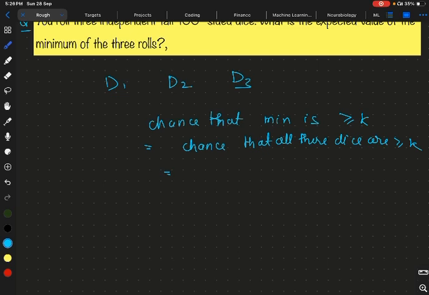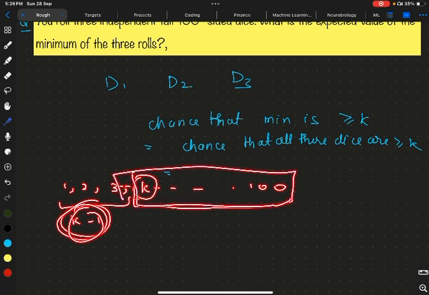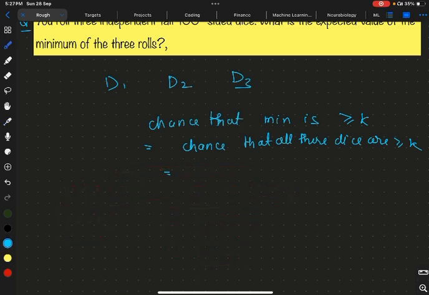Like, see, there were one, two, three, up to 100, right? And there was somewhere k in the middle. So here these are k minus 1 opportunities, right? And we are missing out on these. We are only including these. So how much would these be? 100 minus (k minus 1), which comes out to be 101 minus k. So let's include 101 minus k upon the total sample size 100.